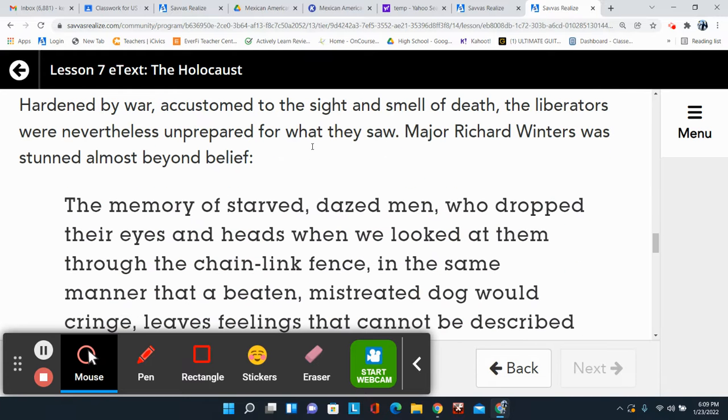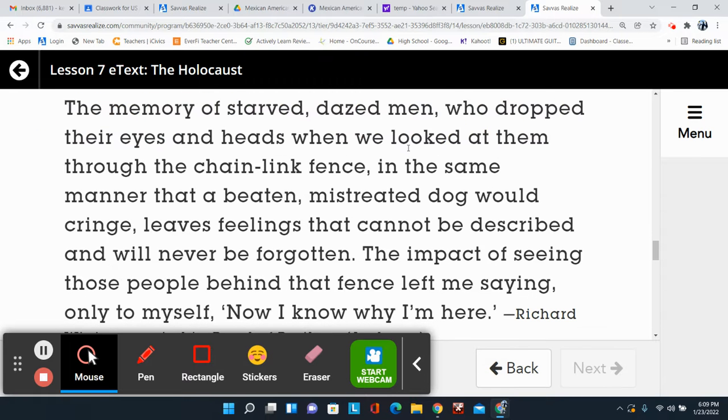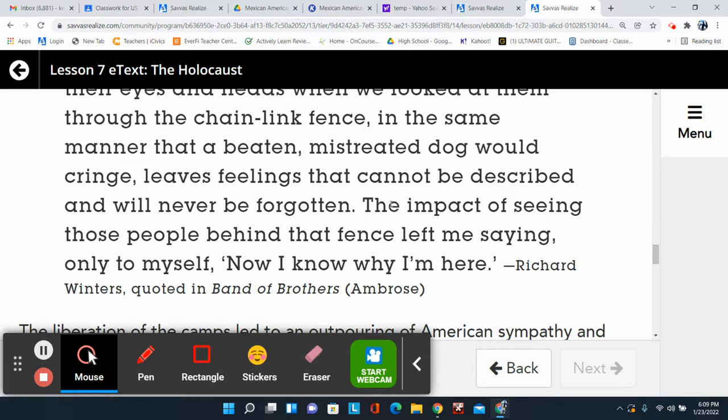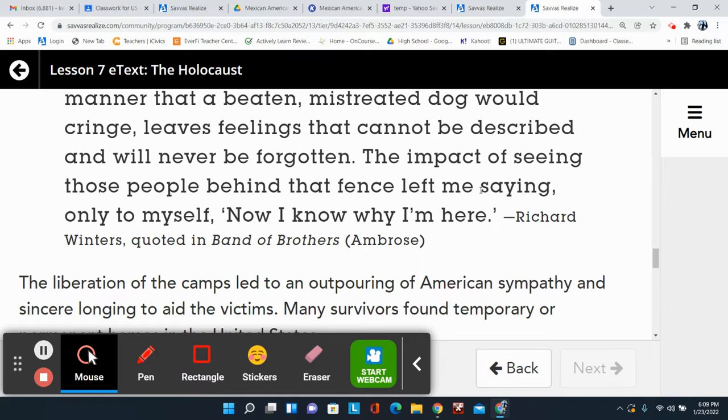Hardened by war, accustomed to the sight and smell of death, the liberators were nevertheless unprepared for what they saw. Major Richard Winters was stunned, almost beyond belief. "The memory of the starved, dazed men who dropped their eyes and heads when we looked at them through the chain link fence, in the same manner that a beaten, mistreated dog would cringe. These feelings cannot be described and will never be forgotten. The impact of seeing those people behind that fence left me saying, only to myself, now I know why I'm here." And that's from Richard Winters, quoted in Band of Brothers.